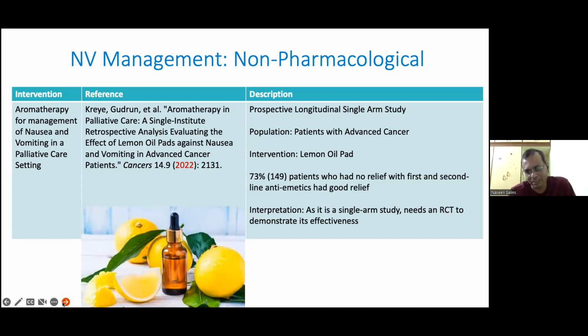However, it is a single arm study. Probably we need a randomized control trial. And this is very recent evidence. It's published in 2022 in a top journal called Cancers. So it's very, very recent evidence. Probably a lot of work could be done on this further, maybe a randomized control trial or something like that, to know more about it.